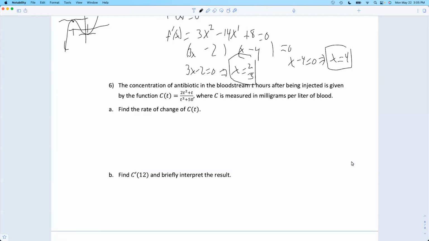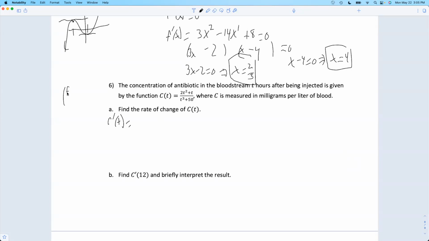Okay, now here's a much more challenging problem. First, I want to find the rate of change, the derivative of this rational function. I've got a fraction there where I've got a function on top and bottom. So C prime, my derivative with respect to time t, I've got to think quotient rule.